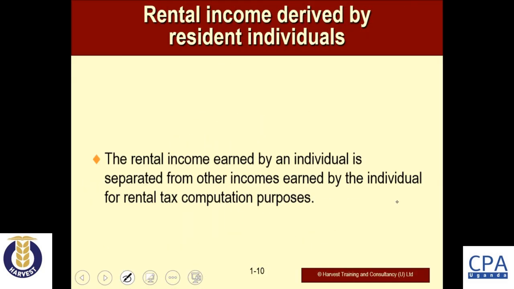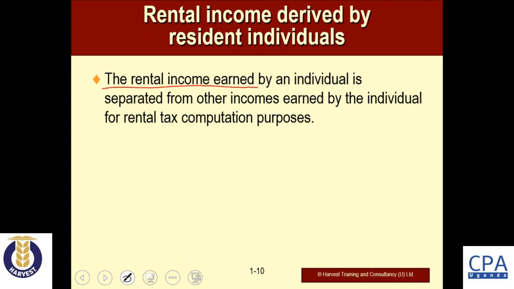So we want to know how rental income is treated for tax purposes. In our slide here, we are saying that the rental income earned by an individual must be separated from other incomes earned by the individual for rental tax computation purposes. The meaning of this is that if you are under employment, your employment income is going to be taxed separately from the income that you are deriving from your rentals. That is the meaning of bullet number 1.